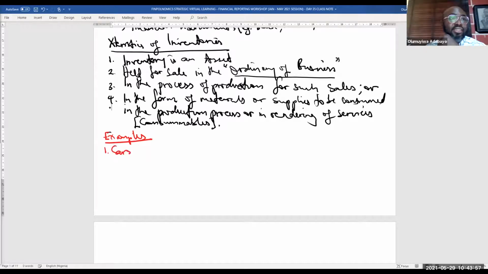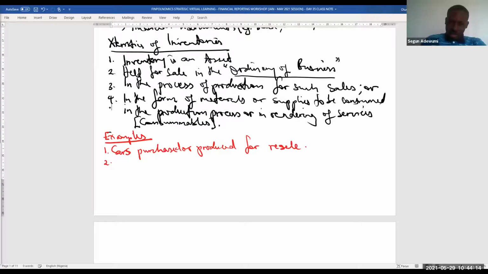Okay, cars purchased or produced for resale. Okay. Real estate. How can you consider real estate as inventory? From what perspective? Let's discuss it. Yeah, for instance, if you are into building estates for sale, then you can consider that as inventory.